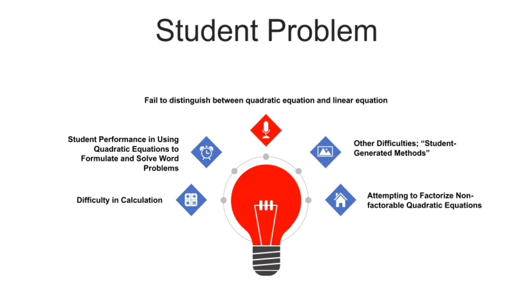The second problem is student performance in using quadratic equations to formulate and solve word problems. This is also common with story type questions because students still confuse which method they will use. The third problem is difficulty in calculation. Student difficulties in the calculation process are usually because students are not careful in solving questions, like when multiplying positives and negatives. The fourth is other difficulties, like student-generated methods.